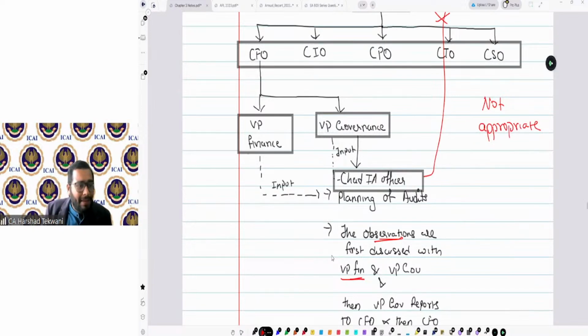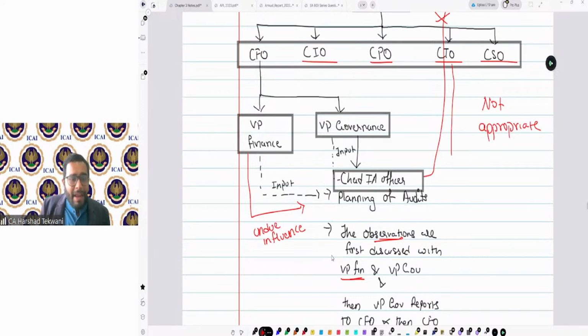So they could exercise undue influence. Plus, the Chief Internal Auditor is below the pricing officers, technology and sales and everyone. They can also exercise undue influence. That will result in impaired objectivity. Same, impaired objectivity.